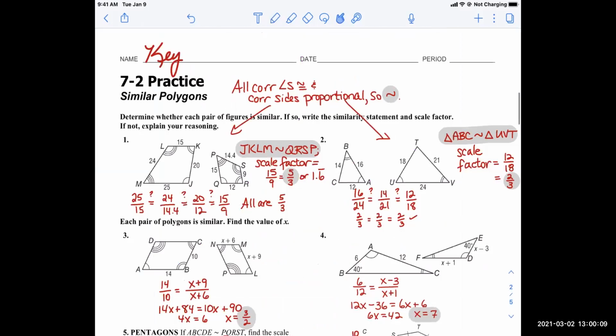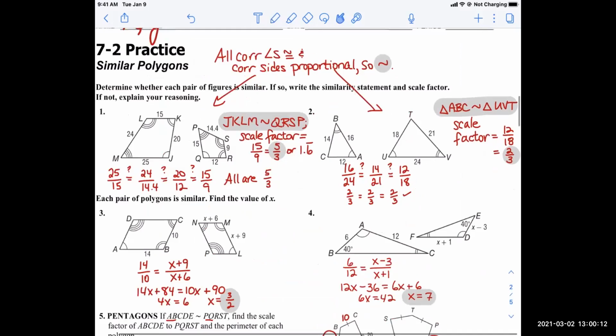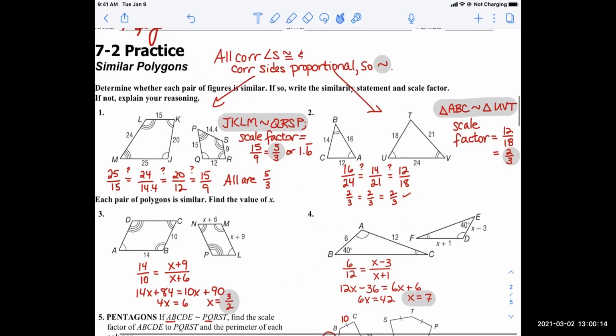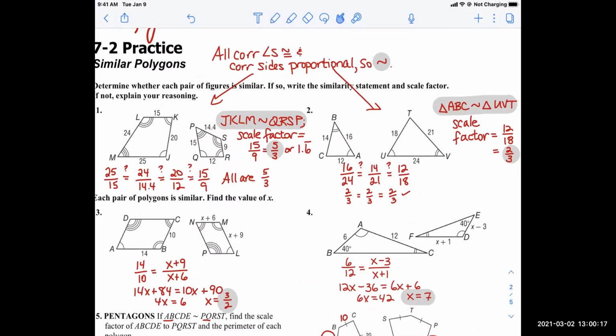Okay, the second page is going back to determining proportionality by the definition, not with the shortcuts. Technically, you should be able to say that these are similar by angle, angle. I probably wouldn't have given you all that information because this is actually using the definition.